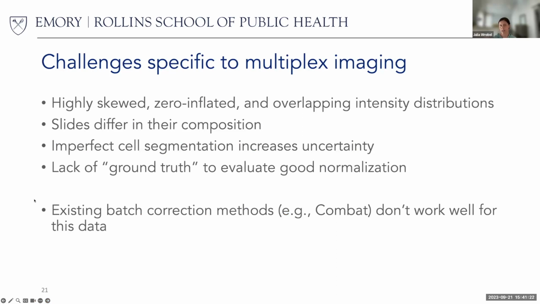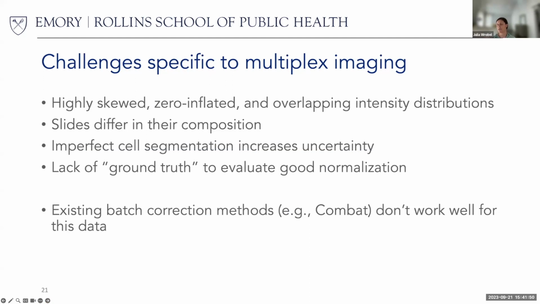There are some reasons that you can't just take methods from neuroimaging and apply them directly to multiplex imaging data. That's because the distributions of the marker intensities look very different. They're highly right skewed, they're also typically zero inflated, and they have overlapping intensity distributions for what is considered positive or negative for a marker. And also slides differ in composition from one to the next.